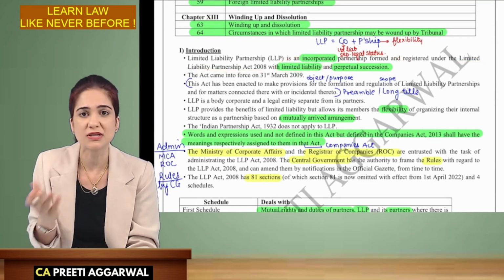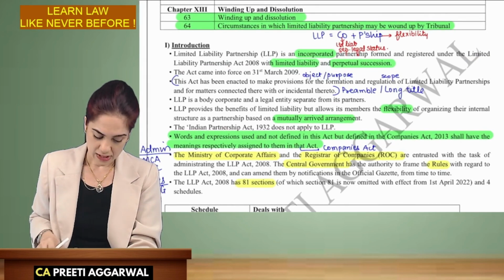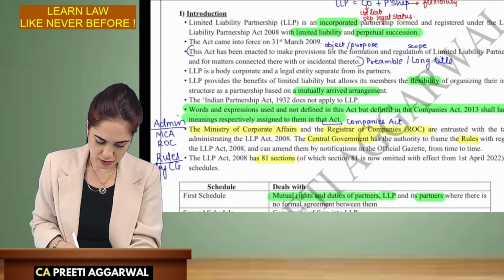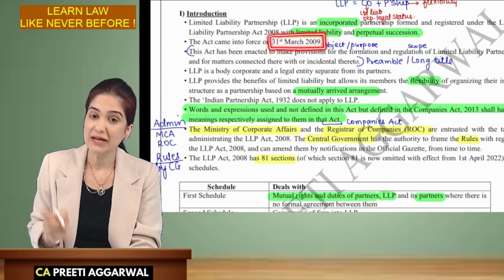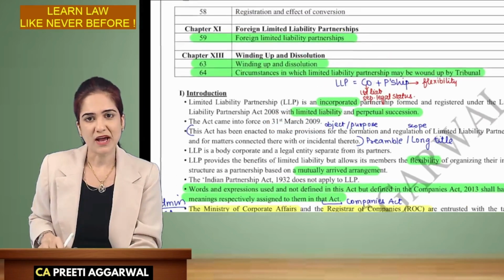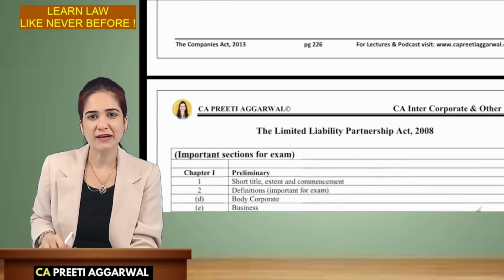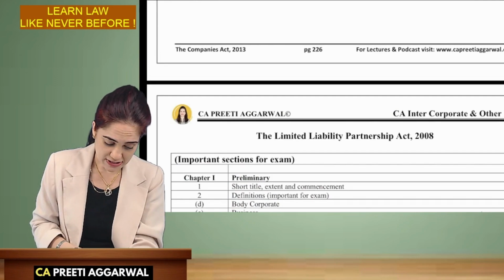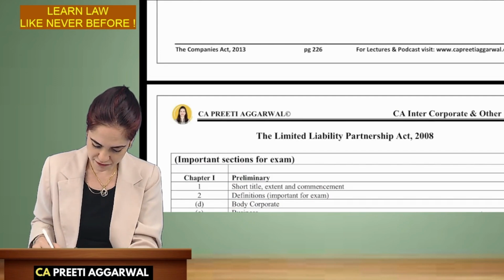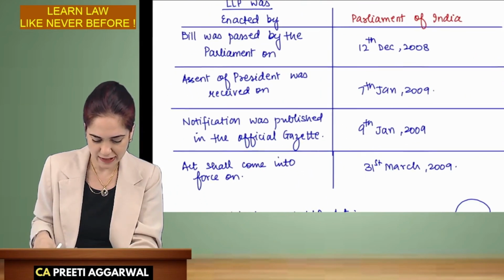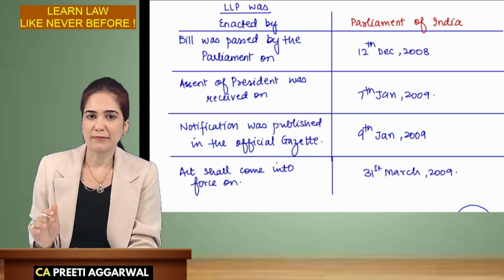These are the features of a company. This act came into force on 31st of March 2009. But ma'am, the act reads as LLP Act 2008. But you are saying that it came into force on 31st of March 2009. So what is the timeline? I have a timeline for you.